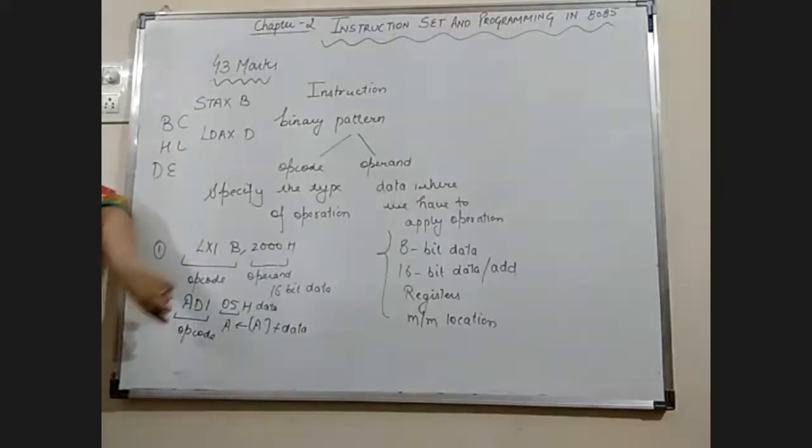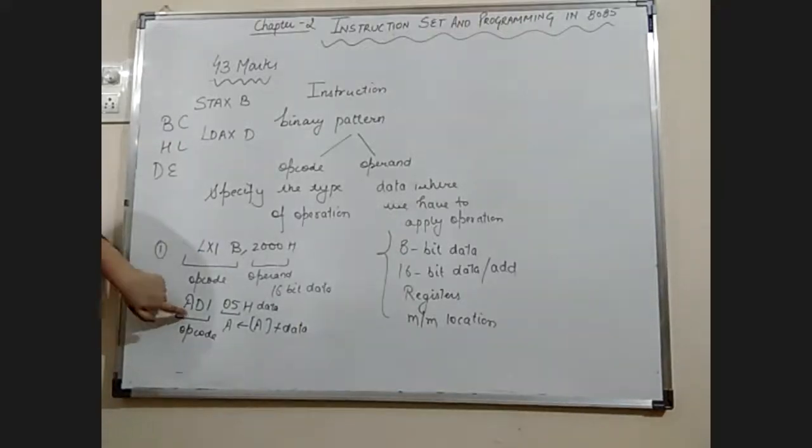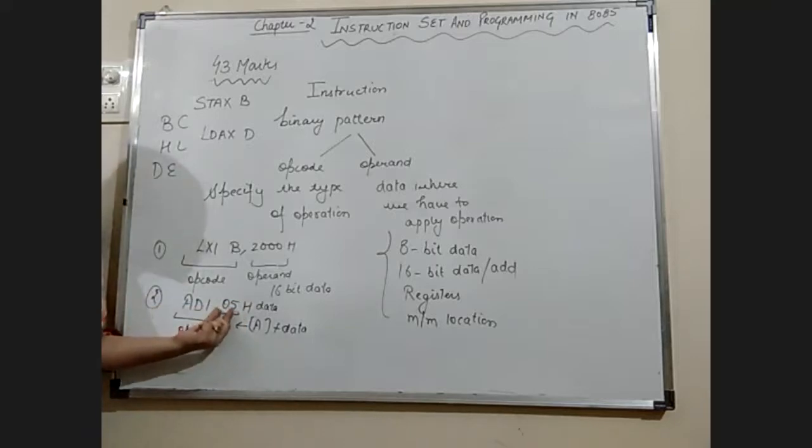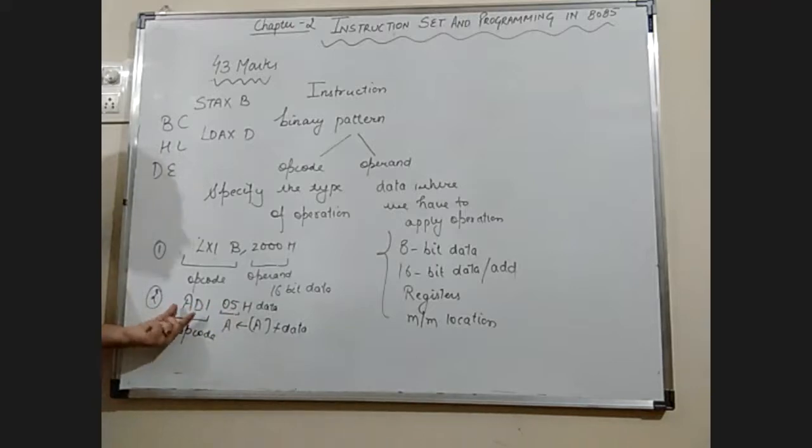So that means we have to perform the add operation, and with what do we have to apply the add operation? With this data. Okay, so the data that is present in the instruction with the data that is present in the accumulator. So here this is the opcode and this is the operand. We can see another example.